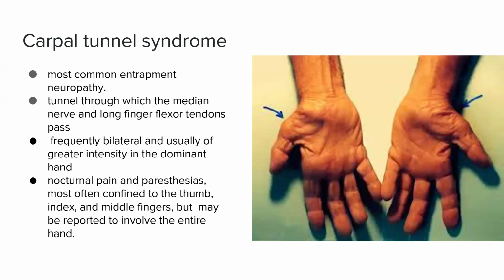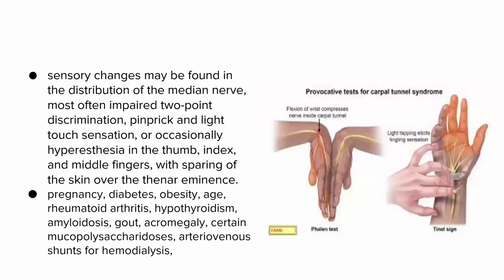So patients will come to us saying, I have nocturnal pain, paresthesia, it wakes me up from sleep. Sometimes the entire hand is involved. Even sometimes there can be referred pain to the arm and even to the point of the shoulder. There are sensory changes in the distribution of the median nerve: the thumb, the index, and the middle finger. There will be some sort of sensory deficit we can objectively examine for.